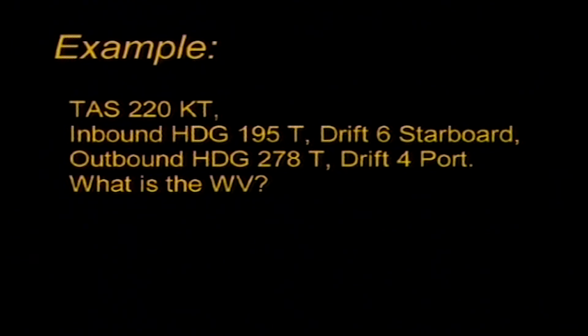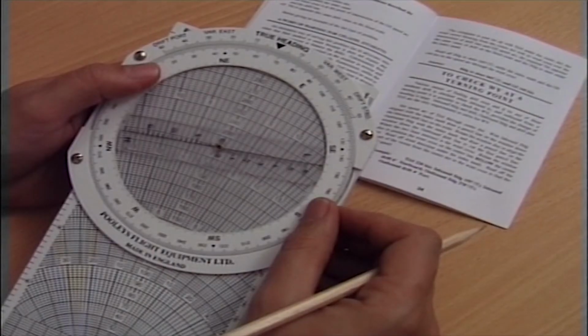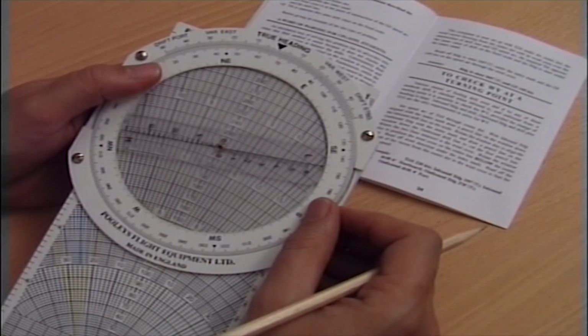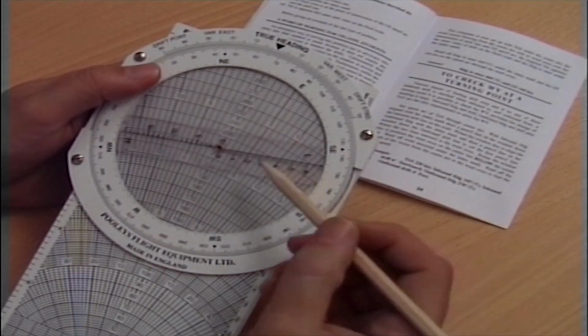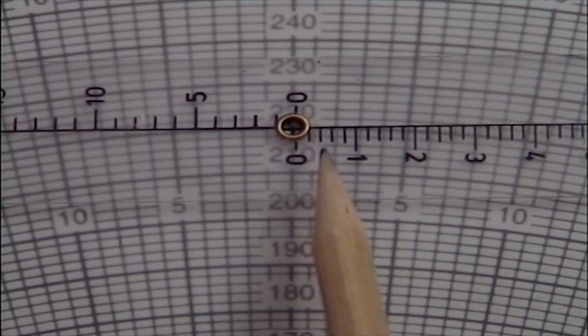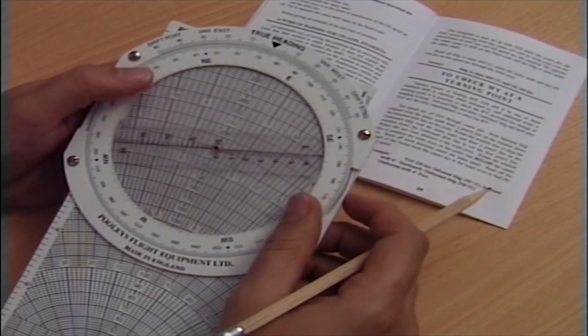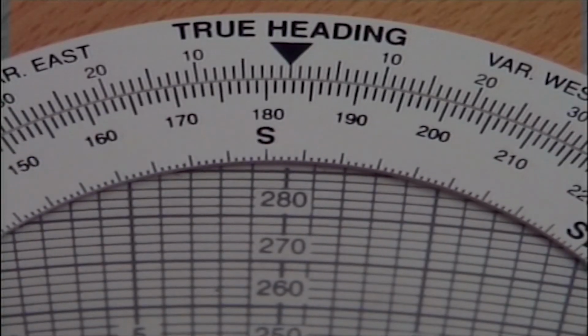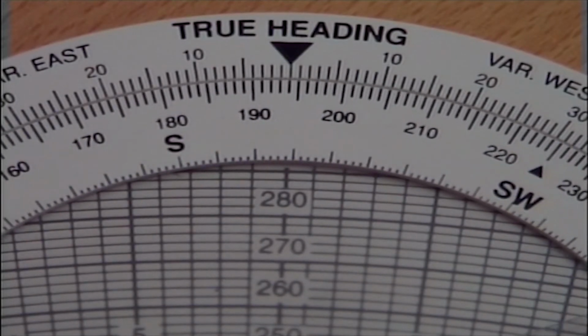Let's check the wind velocity at a turning point using an example. TAS is 220 knots, inbound heading is 195 degrees true, with drift of 6 degrees starboard. Outbound heading is 278 degrees true, with drift of 4 degrees port. What is the wind velocity? Using the low speed side with 220 knots TAS underneath the central dot, rotate the inner scale so that the inbound heading of 195 appears under the true heading index.